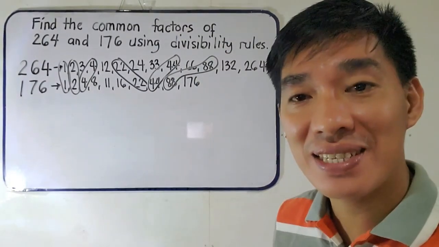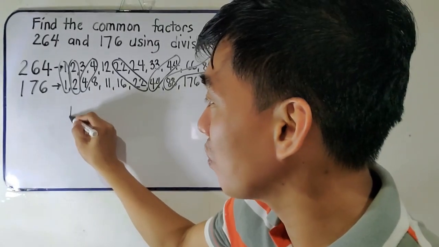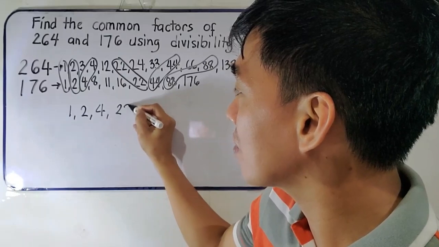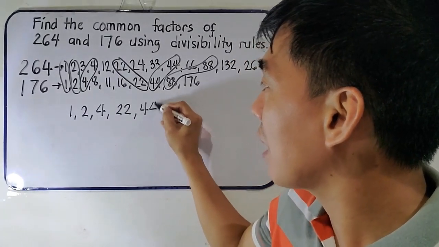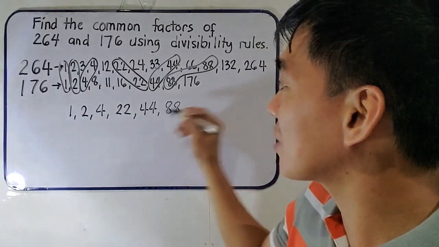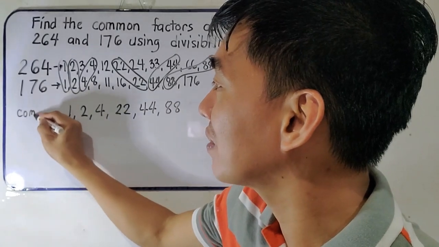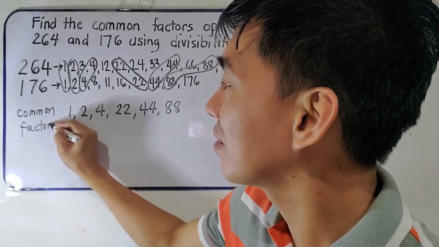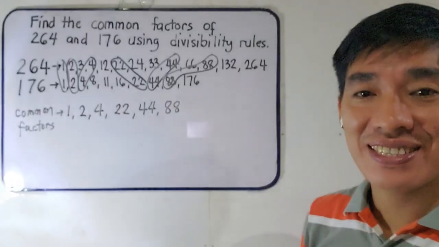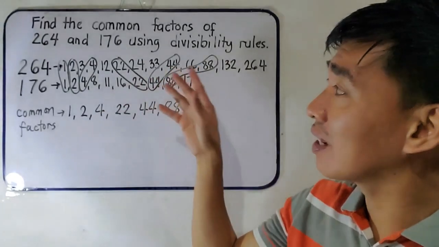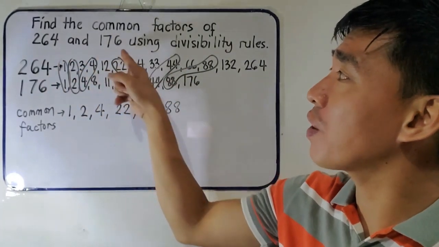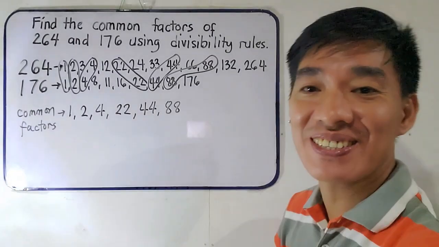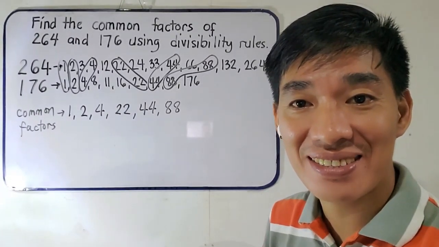No more? This time, list down the common factors. 1, 2, 4, 22, 44, and 88. This is what we call common factors. Alright, we already have the common factors of 264 and 176 using the divisibility rules. So that's our answer.